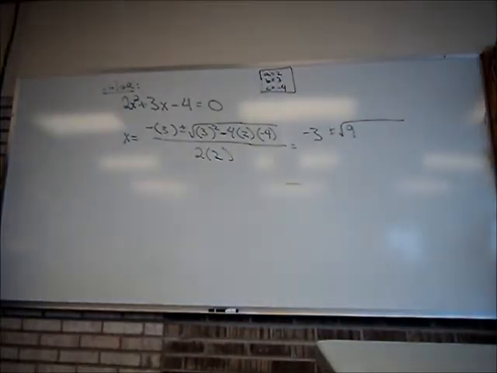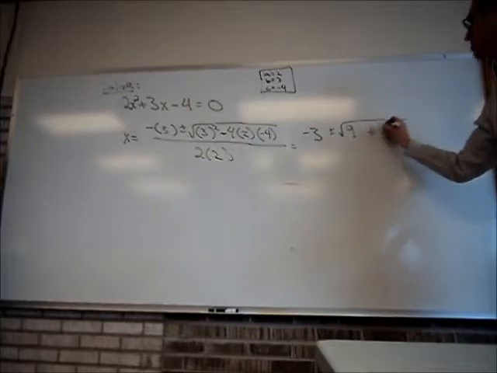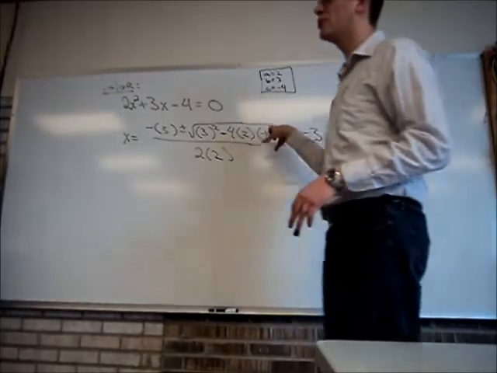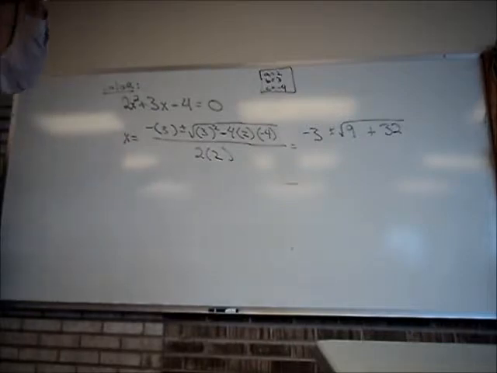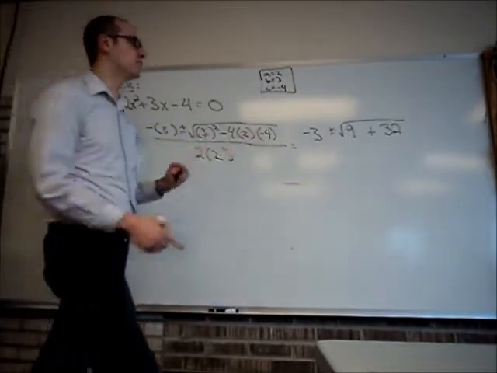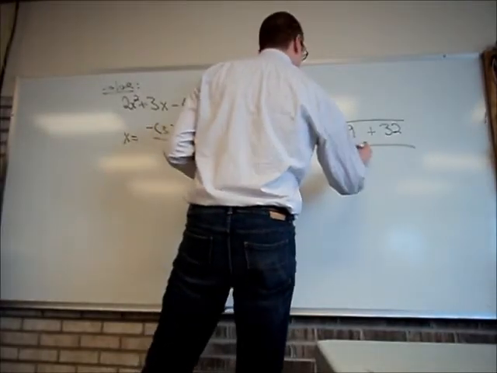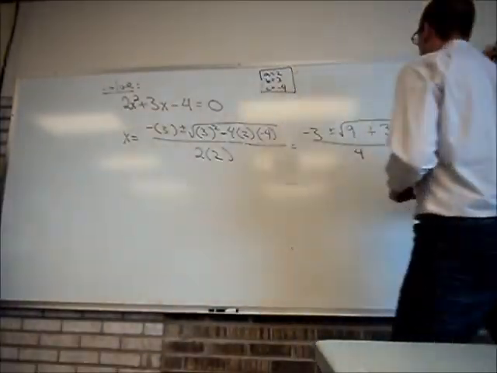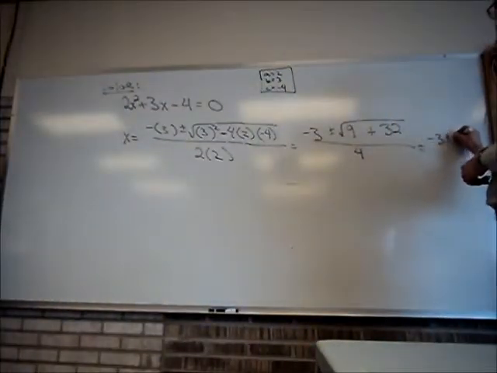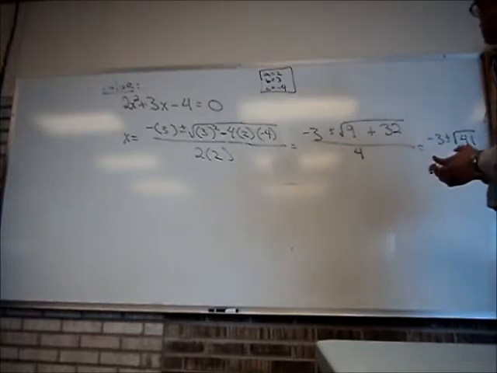This is where you need to pay attention. Negative 4 times 2 times negative 4. Positive 32. I just multiply all three of those in one straight shot. Negative 4 times 2 times negative 4. Positive 32. Good. And that's all over 4. Clean it up a little bit. That gives me negative 3 plus or minus the square root of 41.